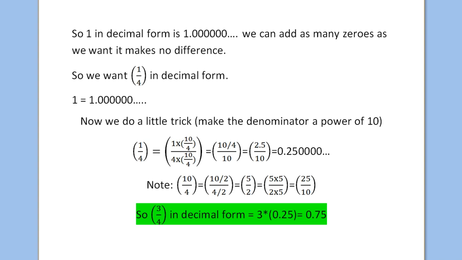Note, 10 over 4, if we divide top and bottom by 2, we get 10 over 2 divided by 4 over 2, and that's equal to 5 over 2. If we multiply top and bottom by 5, we get 5 times 5 over 2 times 5, and that equals 25 over 10. So 10 over 4 equals 25 over 10, which equals 2.5. Because if we start with 25, we have 25.0000. Move the decimal point 1 place to the left, we get 2.50000. The zeros don't matter. So 3/4 in decimal form is equal to 3 times 0.25, which is equal to 0.75.